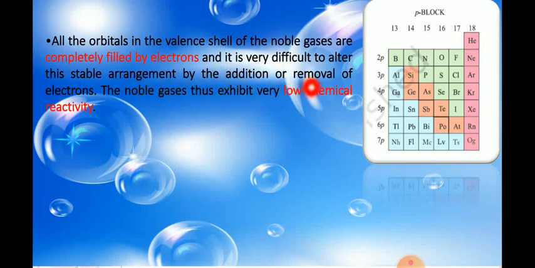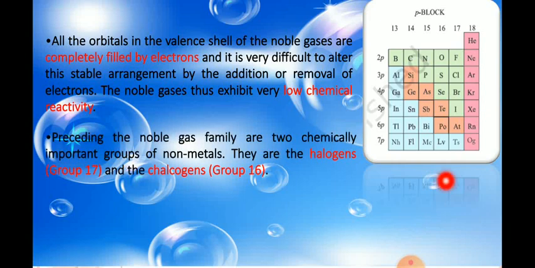So group number 18 elements show low chemical reactivity. They are chemically inert. About that we'll see in the college. Preceding the noble gases, before the noble gas there is group number 17. These were important groups of non-metals. They were called halogens. In the p block we have noble gases, and halogens: fluorine, chlorine, bromine, iodine, astatine and tennessine. Before that there is group number 16, they were called chalcogens. About this we'll study later.